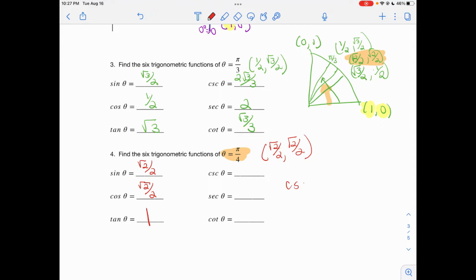Cosecant is flipping over my sine and then rationalizing that denominator, that radical, and simplifying down. So that'll be square root of 2. Obviously, secant will be the same thing. And then cotangent, 1 over 1 flipped is still 1 over 1, which is just 1.